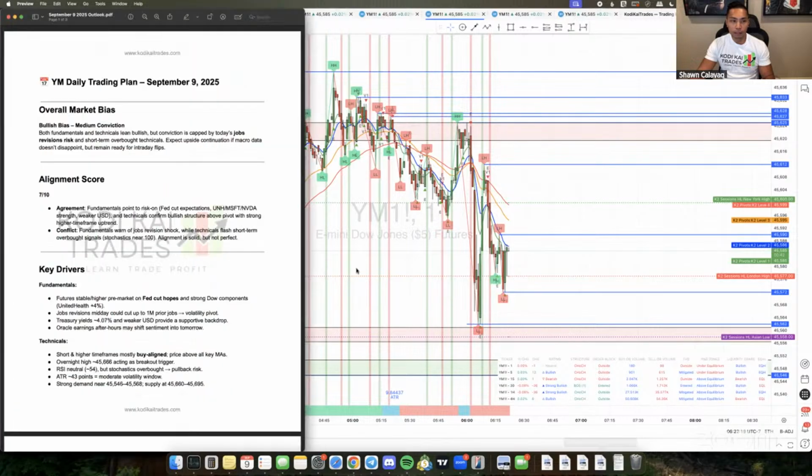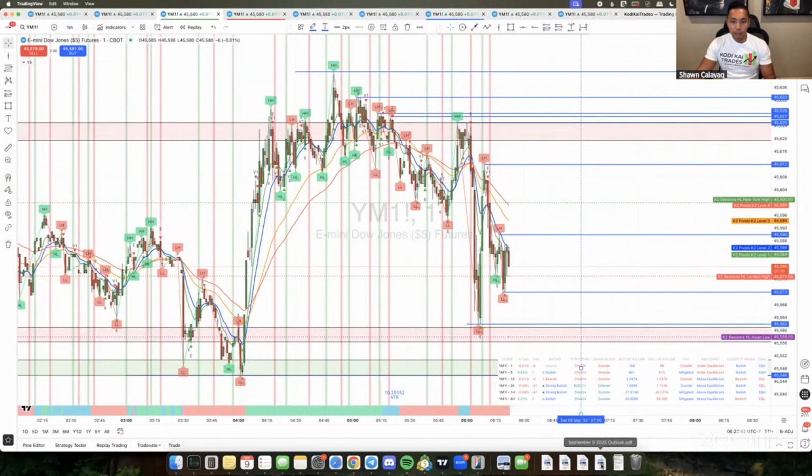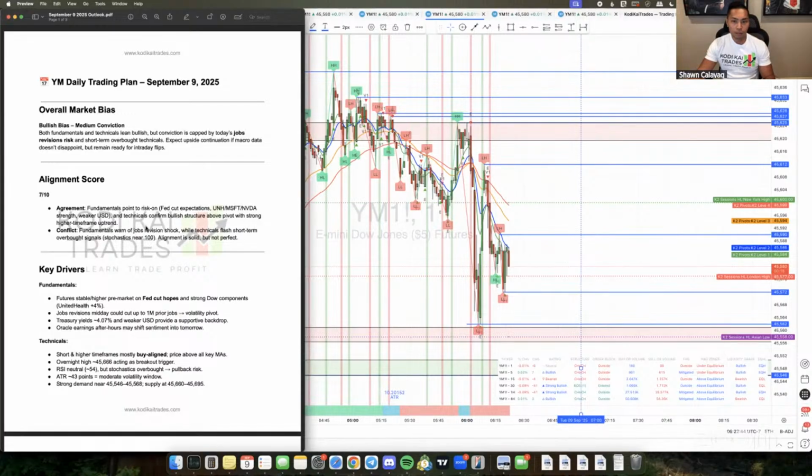Looking over here at my daily outlook for the day, overall market bias is bullish with medium conviction. Both fundamentals and technicals are leaning bullish, but conviction is capped by today's jobs revisions risk. So at 7 o'clock today, we have an NFP revision. Again, I don't think I've ever seen this news event come up where there's a revision with NFP data. But we'll see how that affects the market.